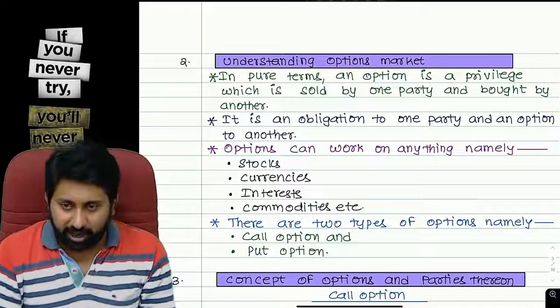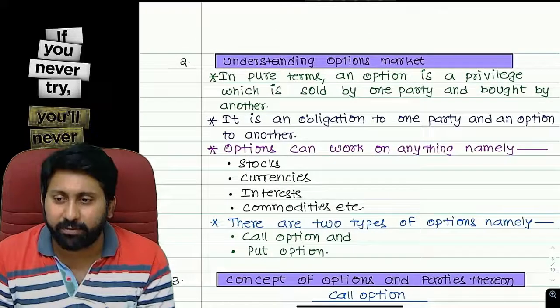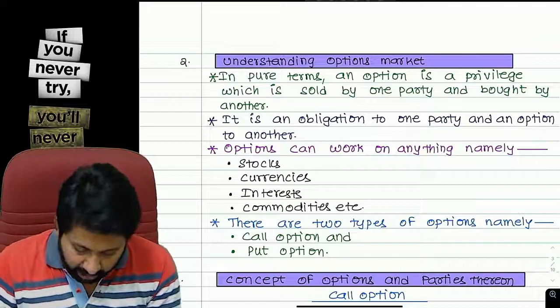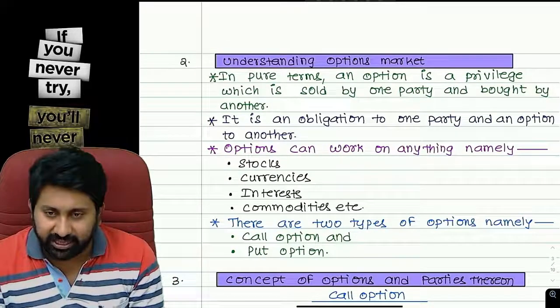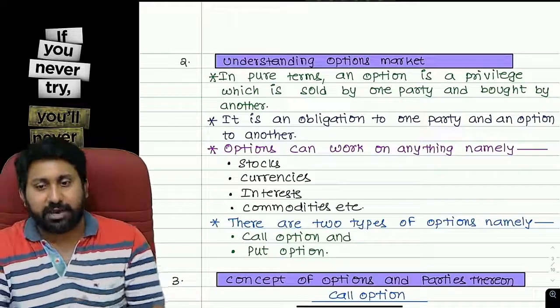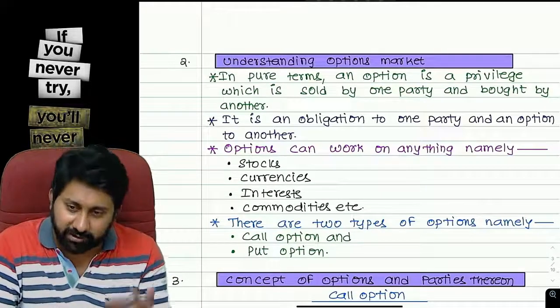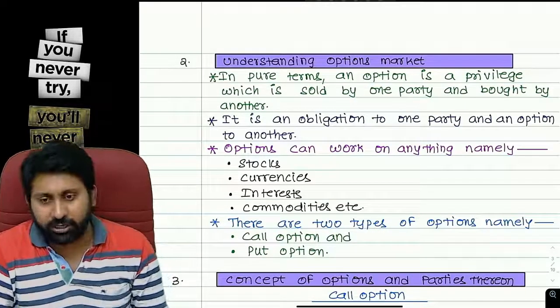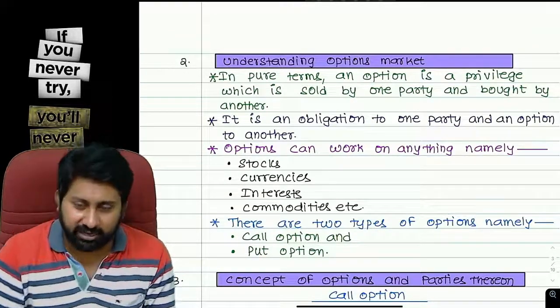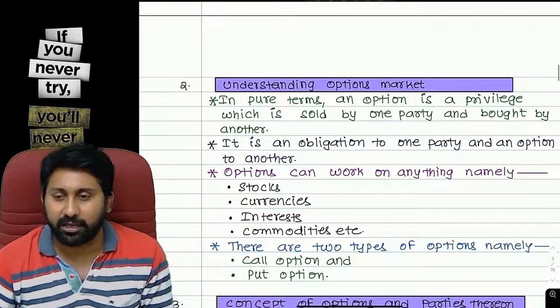In pure terms, an option is a privilege which is sold by one party and bought by another. It is an obligation to one party and an option to another. Options can work on anything, namely, it can be stock options, currency options, interest options, or commodities as well. There are two types of options mainly, call option and put option. Meaning, everything we will understand later. First, write down these particular notes.